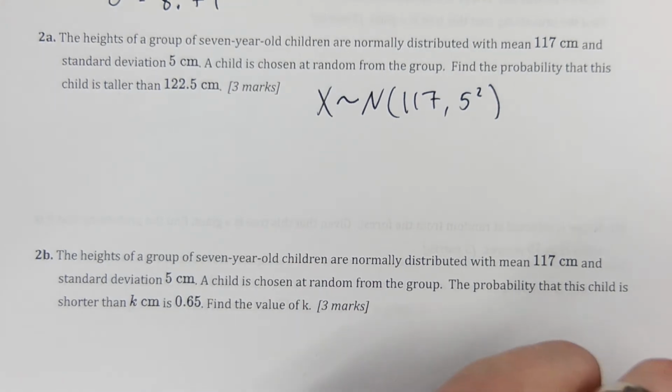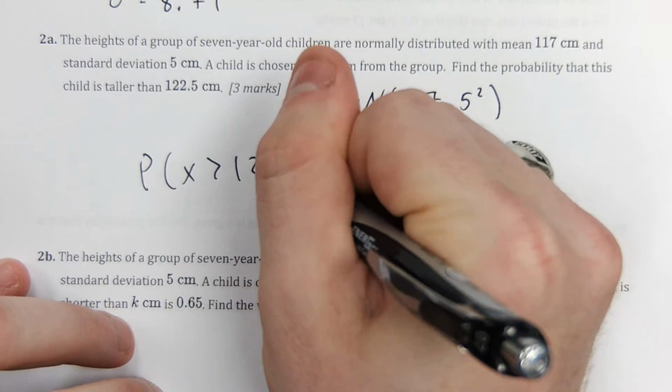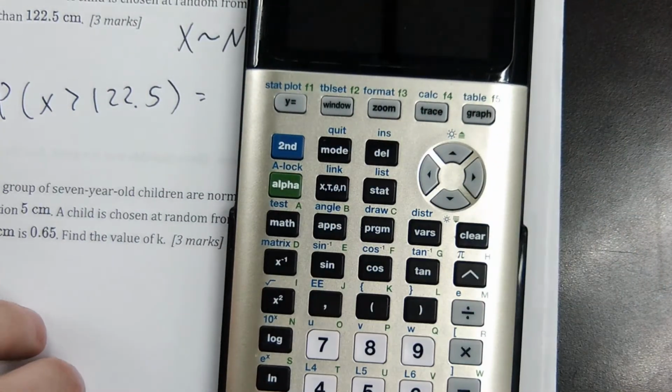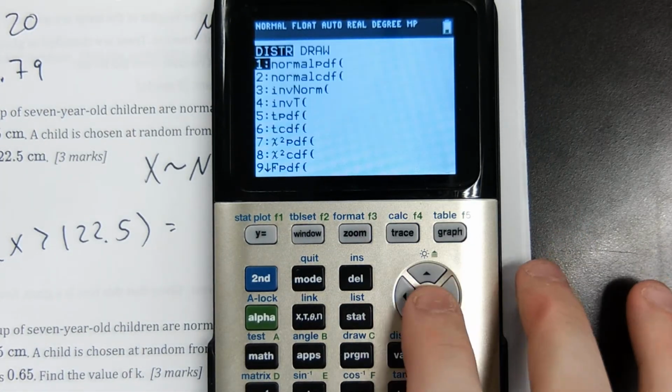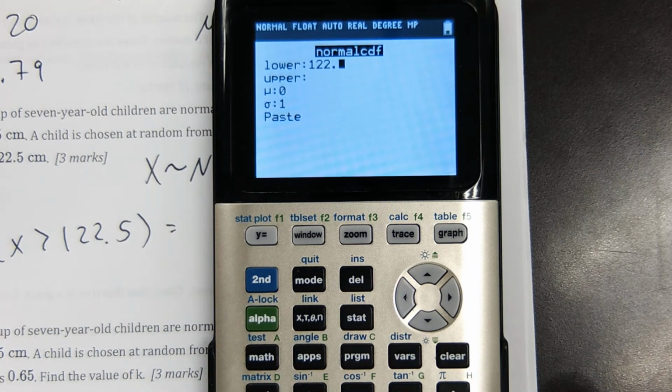A child is chosen at random. Find the probability that this child is taller than 122.5. This was very straightforward. You legitimately just use your calculator with normal CDF. Our lower bound is 122.5. Our upper bound is huge.